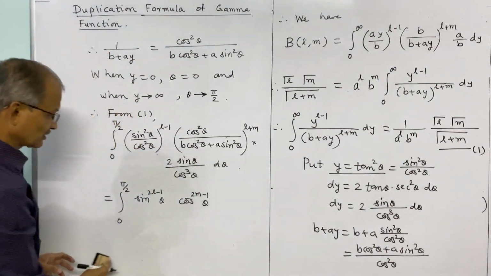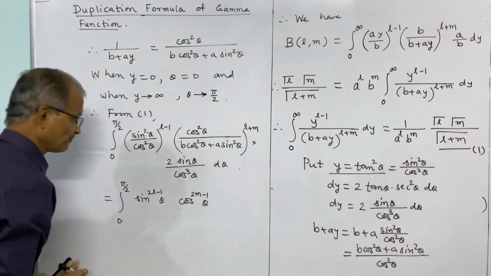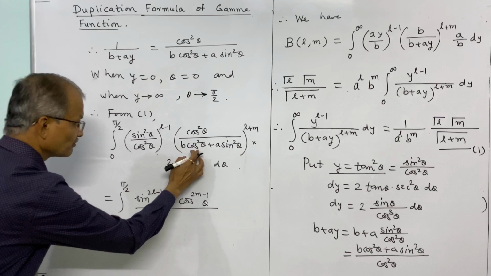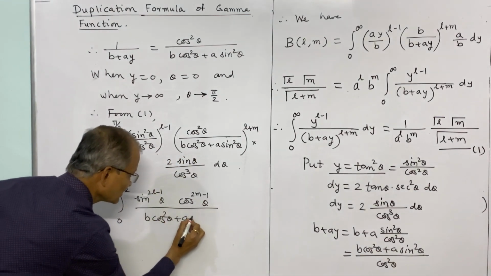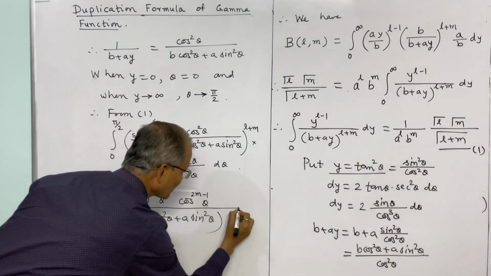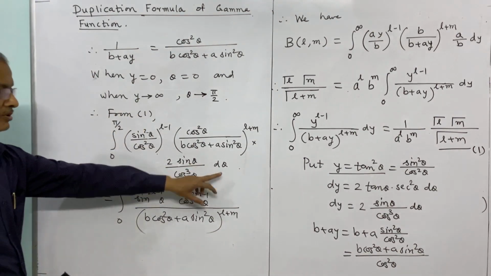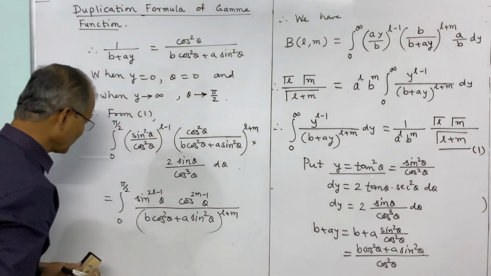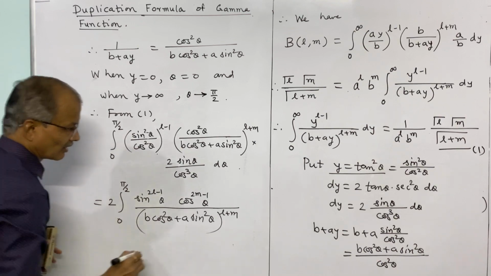And now the denominator is the same, divided by b cos square theta plus a sin square theta, and this is raised to the power L plus m, and this 2 is remaining, 2 into d theta. That 2 is constant, and can be written outside the integral.